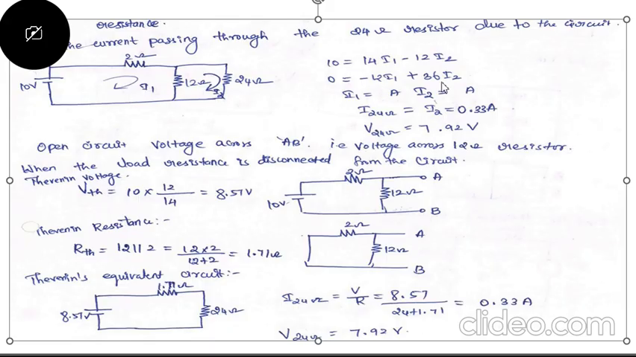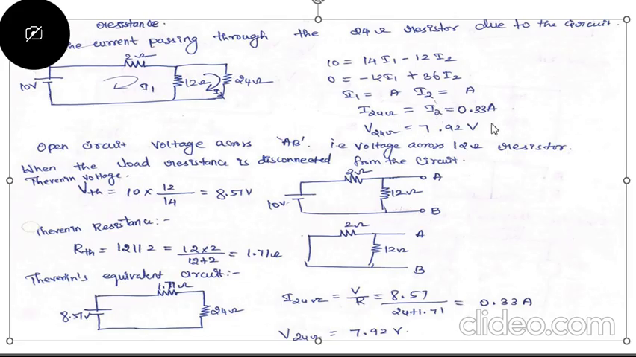Here I have applied the mesh analysis. If you apply mesh analysis, you can form the first mesh equation as 10 = 14i1 - 12i2. The second mesh equation is 0 = -12i1 + 36i2, since there is no voltage source in the second mesh. By solving these two equations, you can get the values of I1 and I2.